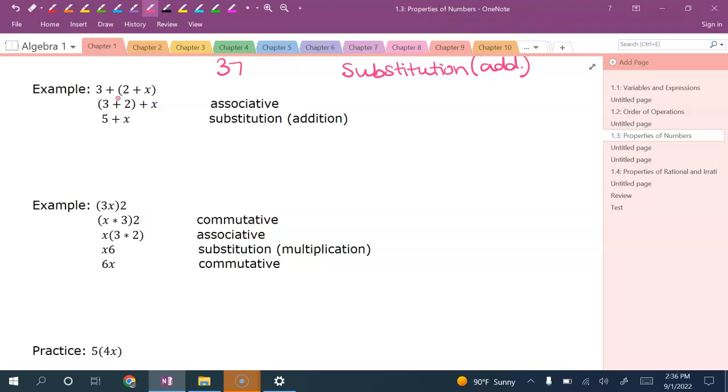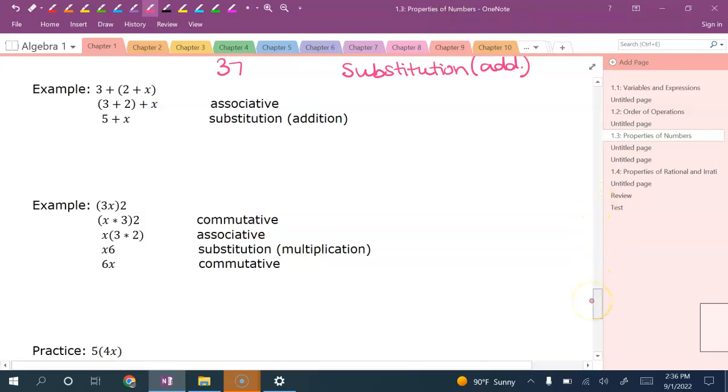Then I took 3 times the 2 to get 6, and that was just using substitution with multiplication. But I don't want the x to come first. I like the number to come first. So then what I did is I switched it one more time. I switched the order of those terms, and that's just using the commutative property once again.